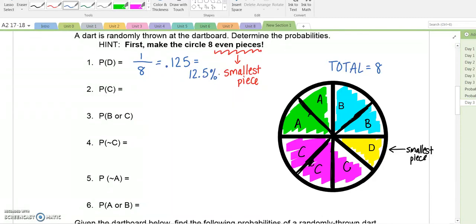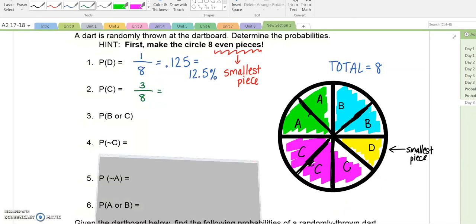But that's the idea. Same thing for the next one. Probability of C, I'm going to count up how many pieces there are for C, 1, 2, 3, and put that out of the total. So 3 of the 8 pieces represent C. And this works because they're all the same size. If they were different sizes, we couldn't do it this way. But since I was able to break them up into the same size, we can just count it out.